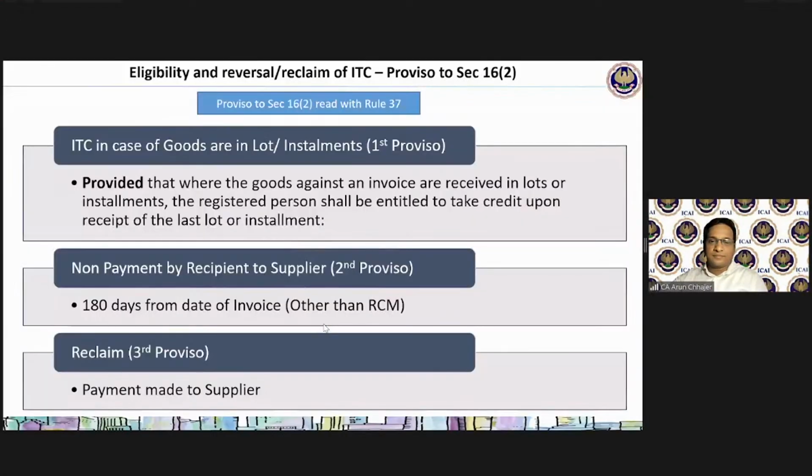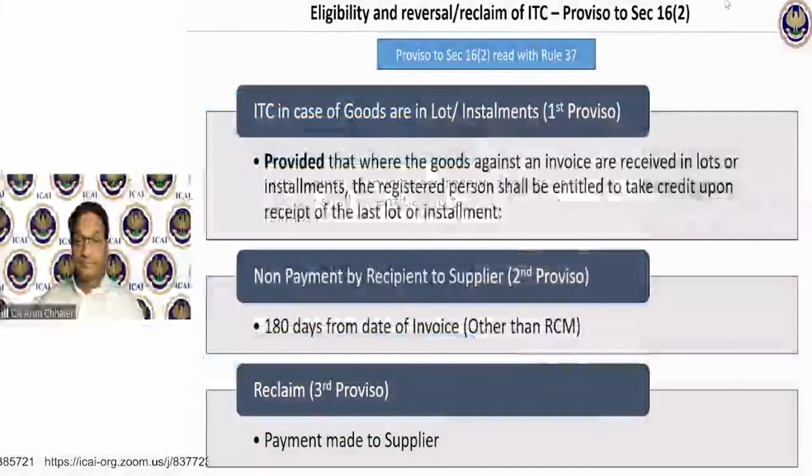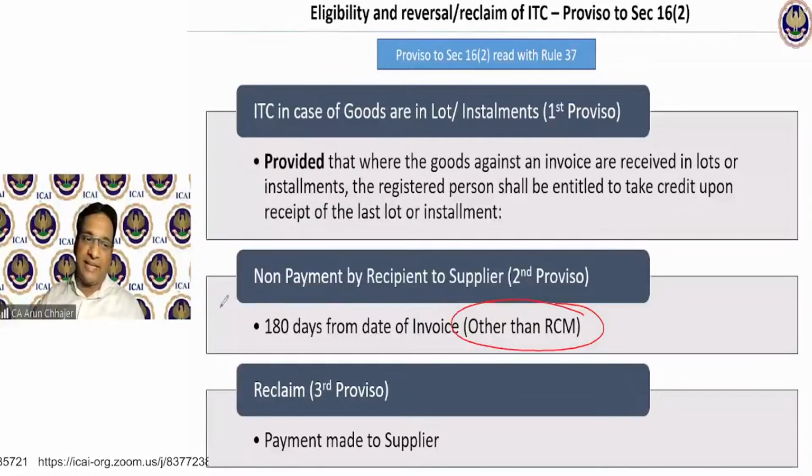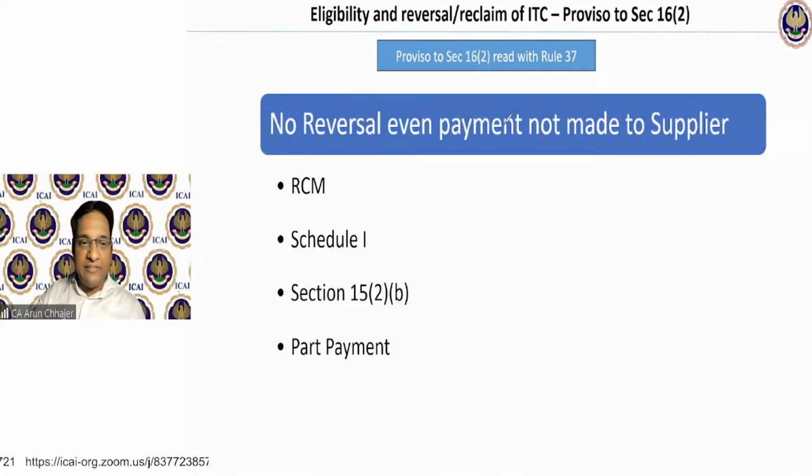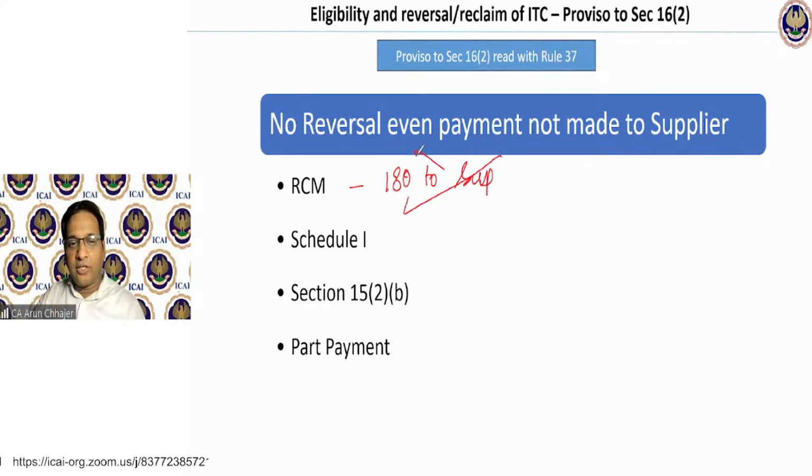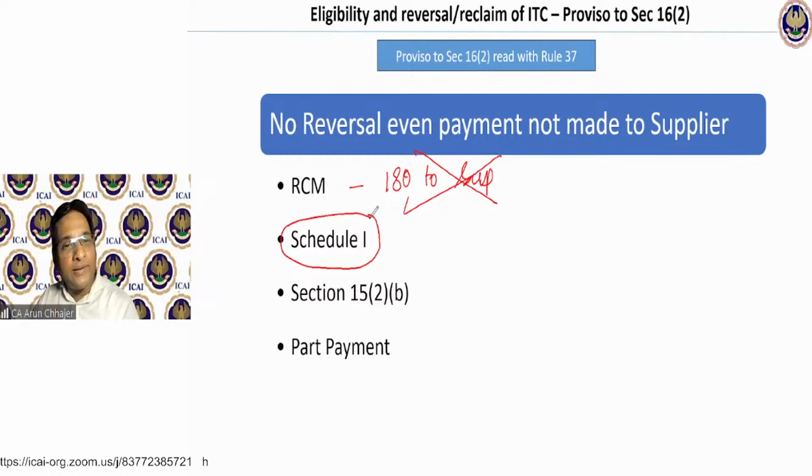First, the transaction is of reverse charge. It means if the recipient is paying the tax under reverse charge, then even if the payment is not made to the supplier within 180 days, it will not have any impact on reversal of ITC. Please tell me what is Schedule 1?